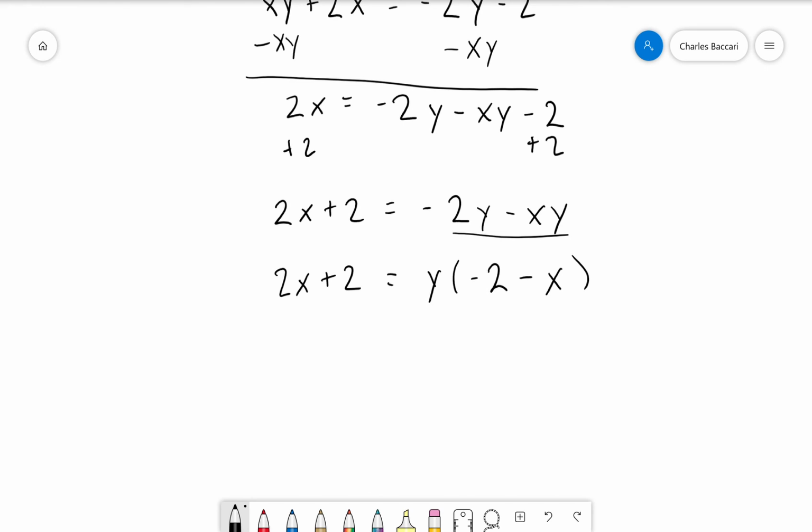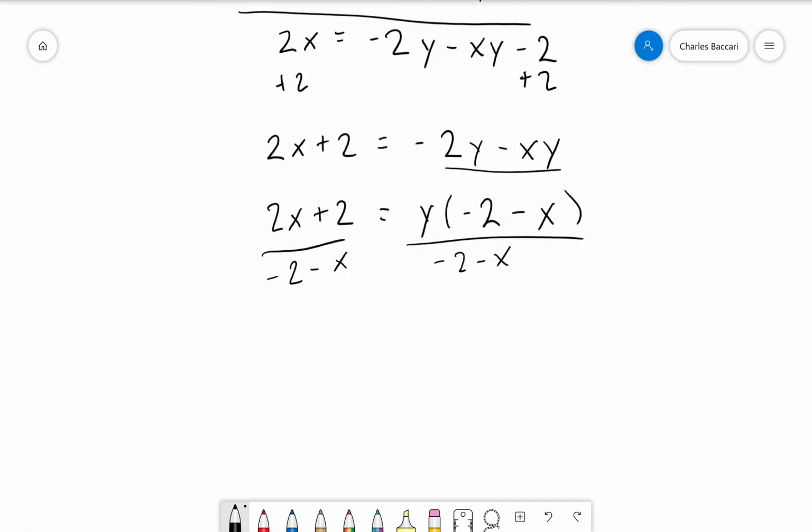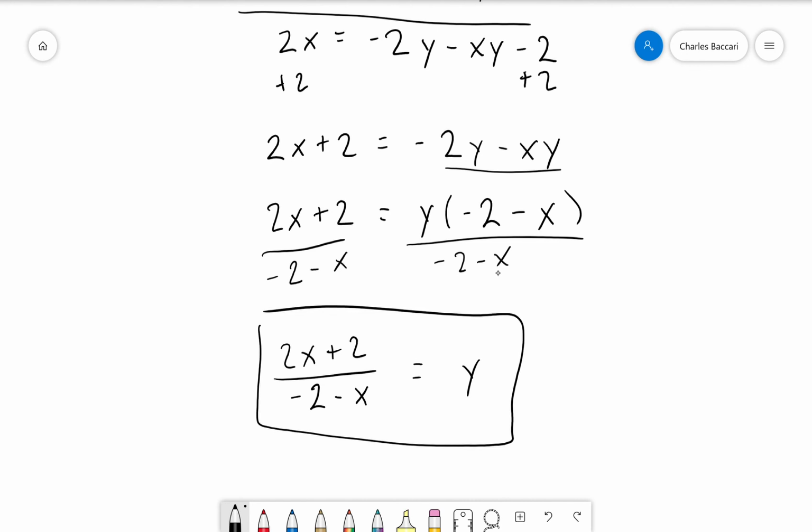So anyways, let's get y isolated. We're going to divide by negative 2 minus x, negative 2 minus x. We have 2x plus 2 over negative 2 minus x is equal to y. Okay, so therefore this should be f inverse of x of the f of x from earlier.